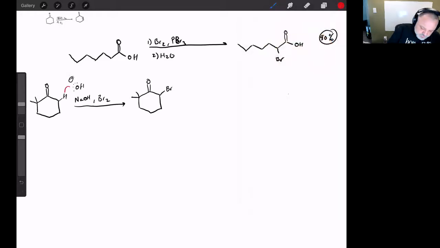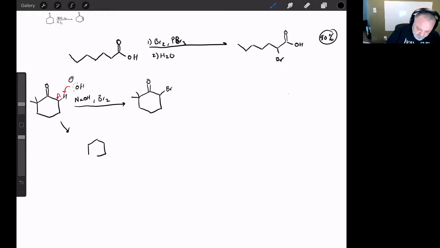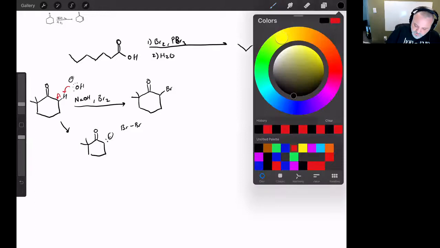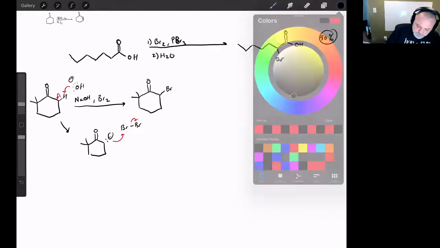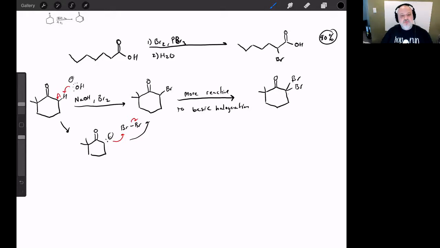directly deprotonating the alpha position to form an enolate intermediate, and then the enolate intermediate directly attacking the bromine to form this species. Now, it turns out that this species, the alpha halogenated ketone, is more reactive to basic halogenation. And so for every hydrogen that's there, you're going to get another halogen. So you really can't stop this polybromination from happening.